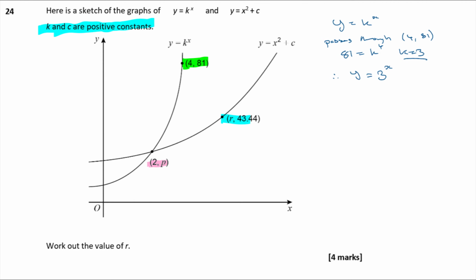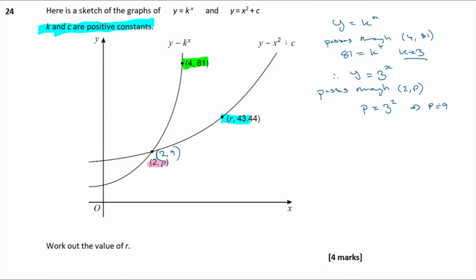Now we know that these lines intersect at the point (2, p), and I've got the equation of the exponential function now, so I should be able to find out what p is. We know that it passes through (2, p), so that is a point on the line. If I sub those two values into the function, it should be true. So p, the value of y, should be 3 to the power of 2, isn't it? In other words, p is equal to 9. So that point there is actually the point (2, 9).